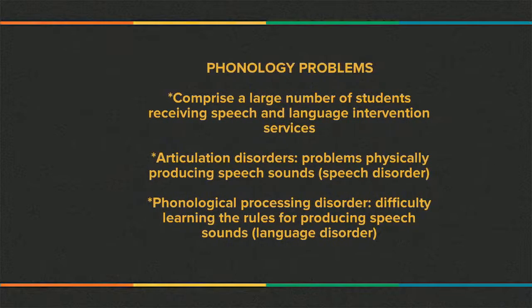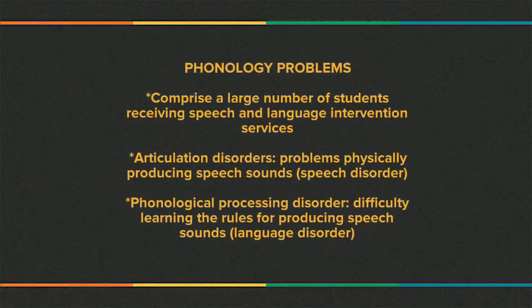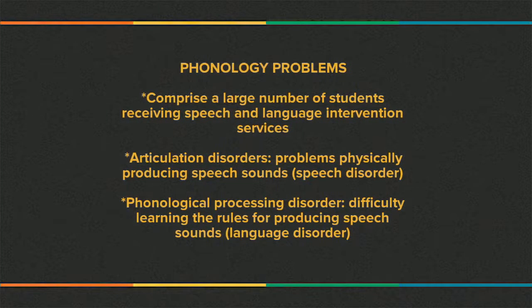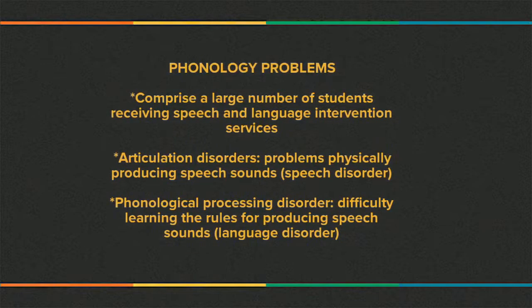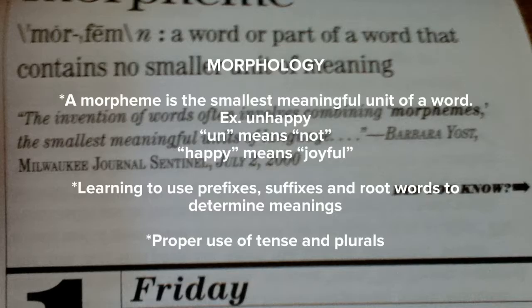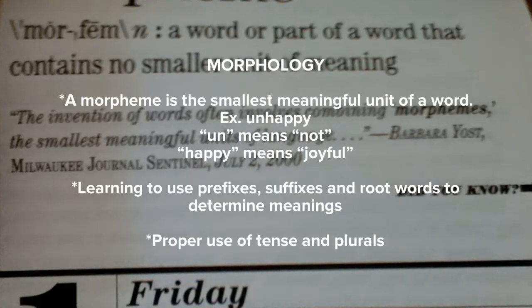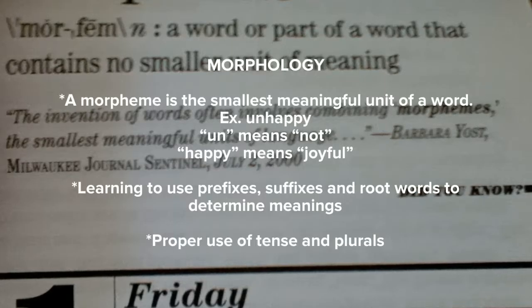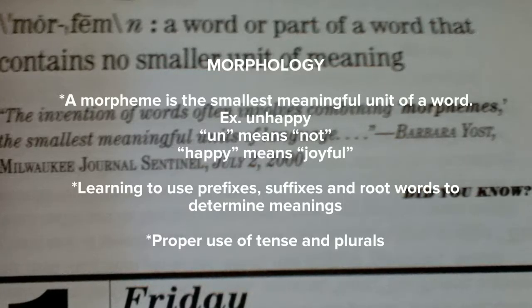Problems with phonology can be categorized as either an articulation disorder, which involves speech production, or a phonological processing disorder, which refers to the inability to learn and apply the basic rules of speech. A morpheme is the smallest meaningful unit of a word. Additions of free morphemes to words help us determine and change meanings of words and to build new words using prefixes, suffixes, and plurals.